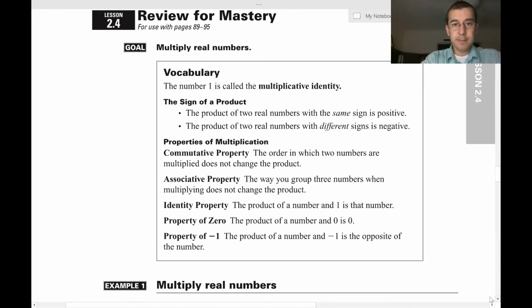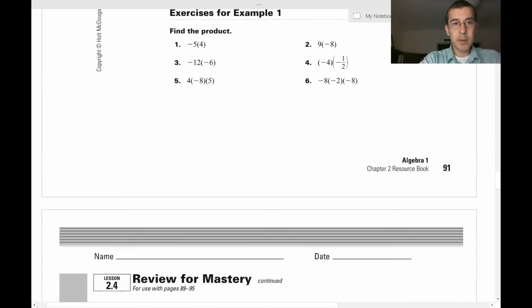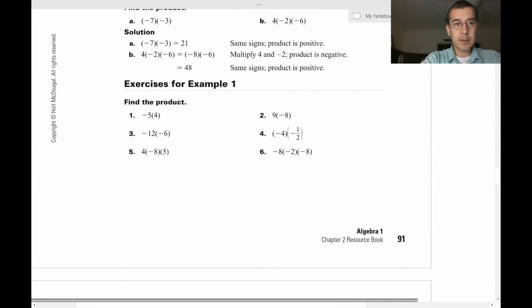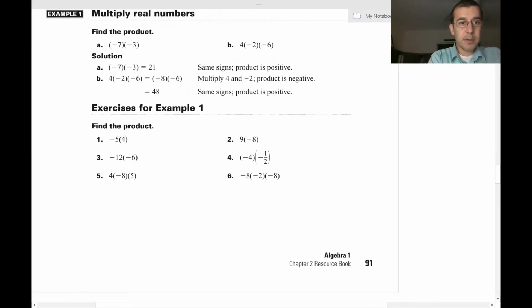So the first problem we have is find the product, and it is minus 5 times 4. The product is going to be minus 5 times 4 is 20. Number 2, we have two real numbers with different signs, so the product is negative. 8 times 9 is 72. Number 3, we have two real numbers with the same sign, so the product is positive. 12 times 6 is 72.